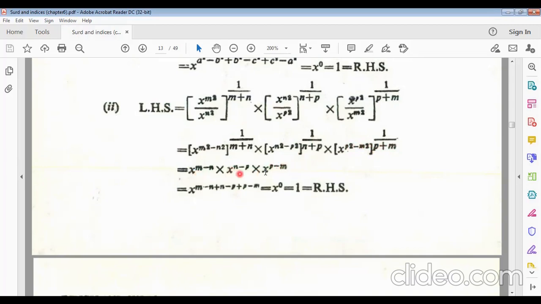So these three have the same base, and the same base makes the powers added: m minus n plus n minus p plus p minus m. So m will be cancelled, n will be cancelled, and p will also be cancelled. So x to the power 0 equals 1.